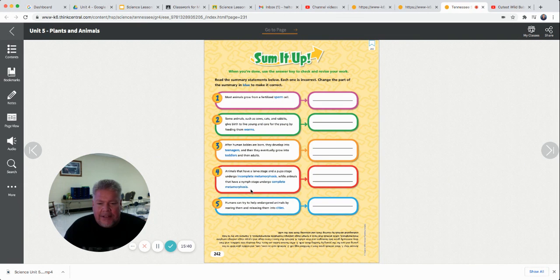Humans can try to help endangered animals by rearing them. That's not a word you hear very often, but raising them and releasing them into cities? No, we would release them into the wild. So write wild on that line.